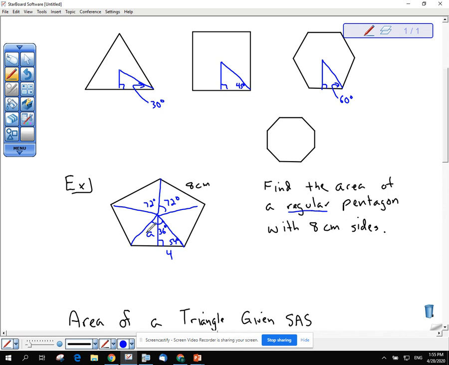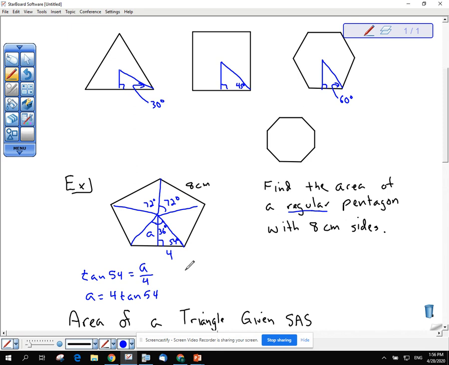From 54, A is opposite and 4 is adjacent. Opposite, adjacent, that's the TOA part of SOHCAHTOA, so we go tangent of 54 is equal to A over 4, and that means that A is equal to 4 tangent 54. All I did was multiply both sides of this equation by 4 to get A by itself.